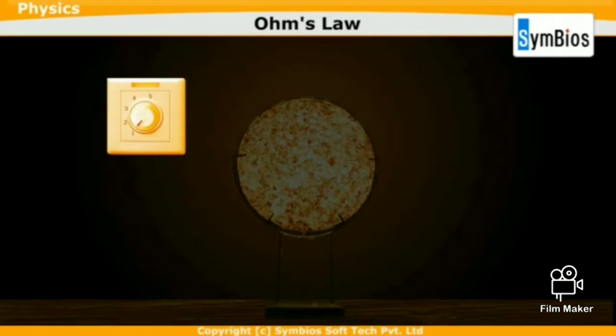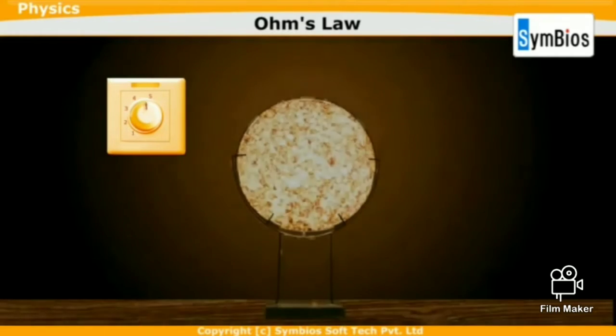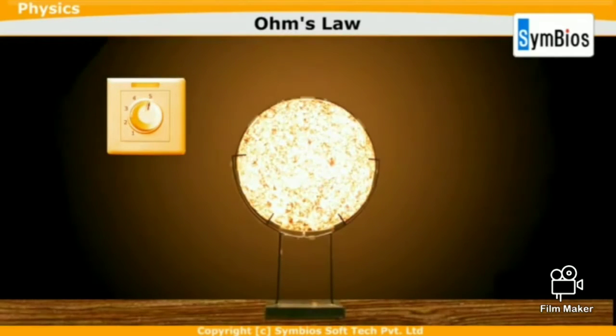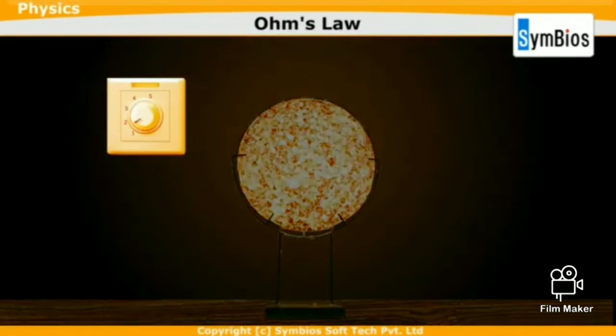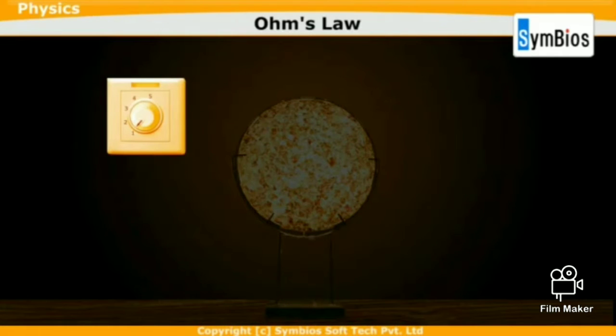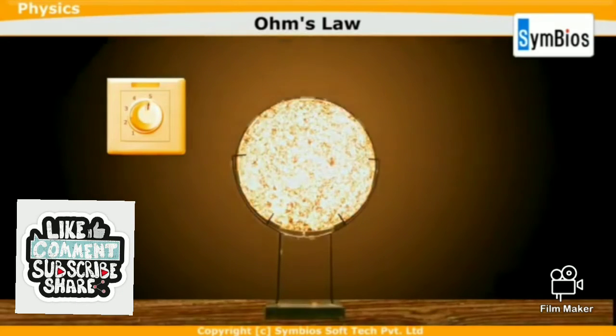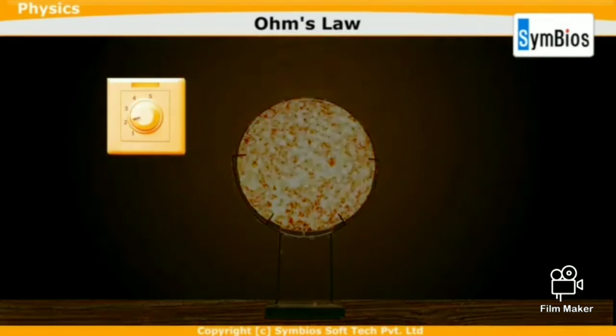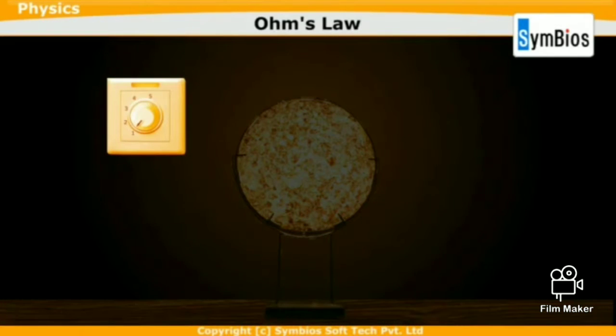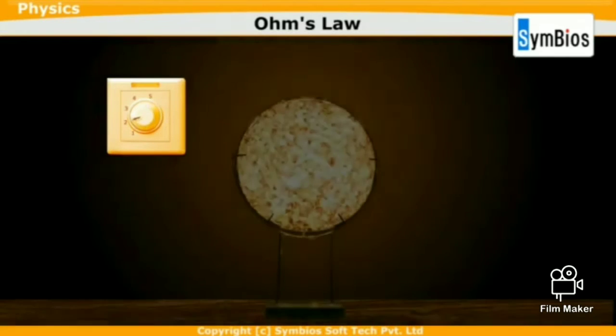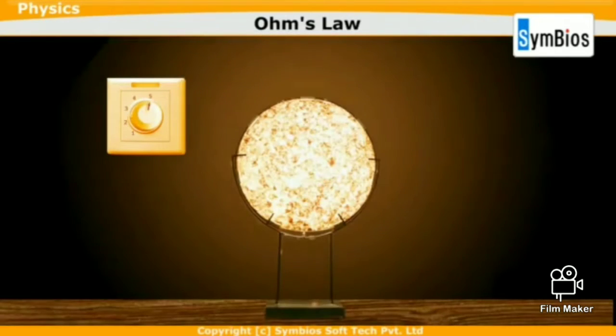When the dimmer switch of this light is turned towards the right, the light glows brighter, and when the dimmer switch is turned towards the left, the intensity of the light is reduced. Isn't it delightful? How does this happen? What is the principle behind this phenomenon of increasing and decreasing intensity of light?